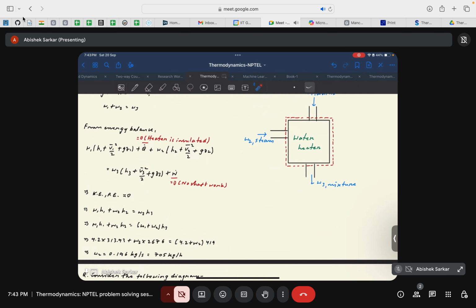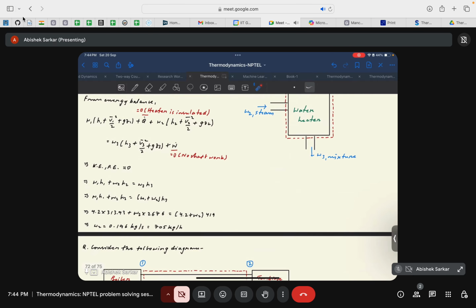Okay, so we have from mass conservation that W3 is W1 plus W2. So you will have W1 H1 plus W2 H2 is equal to (W1 plus W2) times H3. Now if you replace the values of all the known terms, that is W1, H1, H2 and H3, you will be left only with the unknown, W2. That is something that we need to find out.